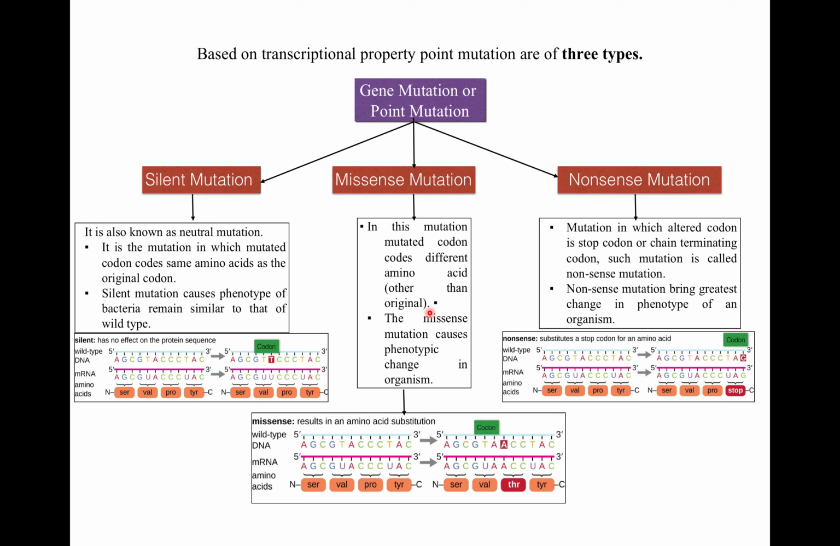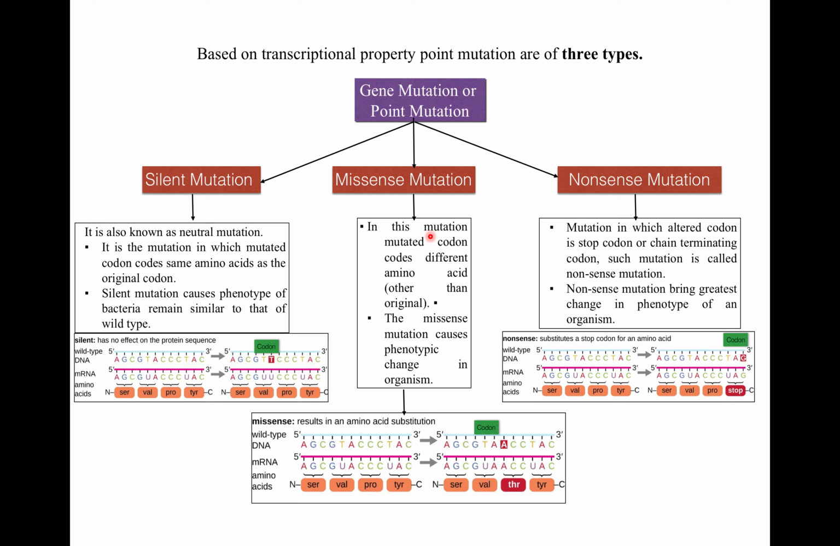Now missense mutation. In this mutation, the mutated codon codes a different amino acid than the original. Because the new amino acid coded by the mutated codon is altered, the protein formed from it is also altered. So the protein can be less active or completely inactive. If the altered amino acid lies on the active site of the protein, then such protein becomes completely non-functional. So this missense mutation causes phenotypic change in the organism.